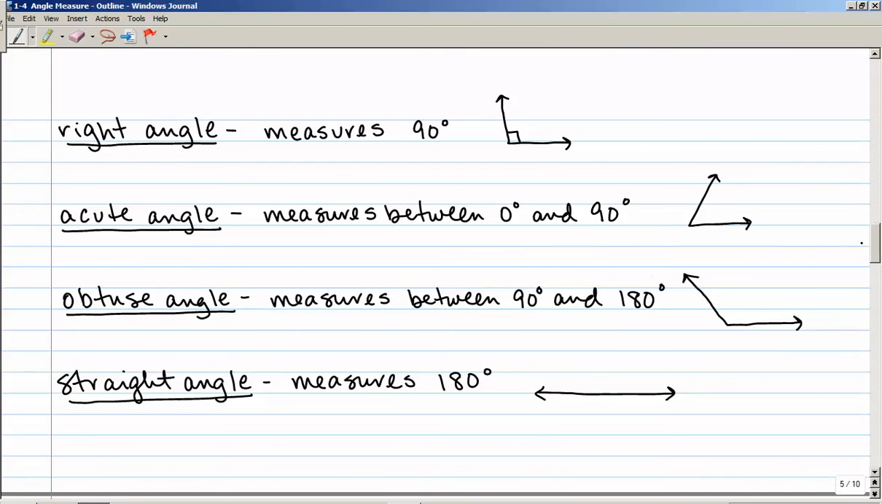There's a few other definitions you might already know. A right angle measures 90 degrees, and we designate it as a right angle by putting that little box in there. I don't know it's a right angle unless it has that little box there. An acute angle measures between 0 degrees and 90 degrees. An obtuse angle measures between 90 degrees and 180 degrees. And occasionally you'll see people refer to something called a straight angle, which is basically just a straight line, and it measures 180 degrees. So from any point here going all the way over to here is 180 degrees.